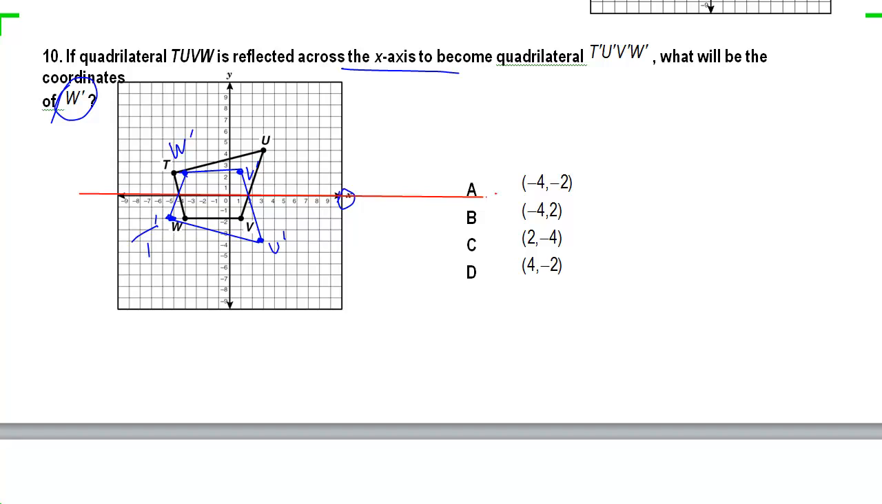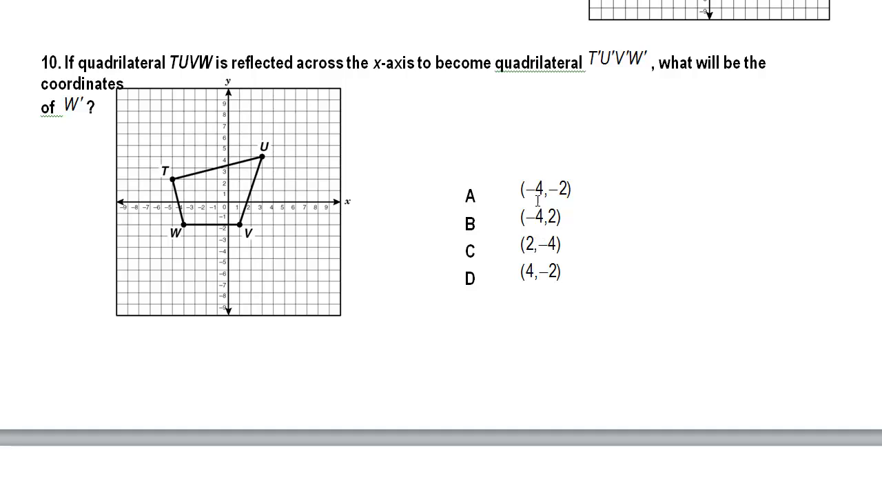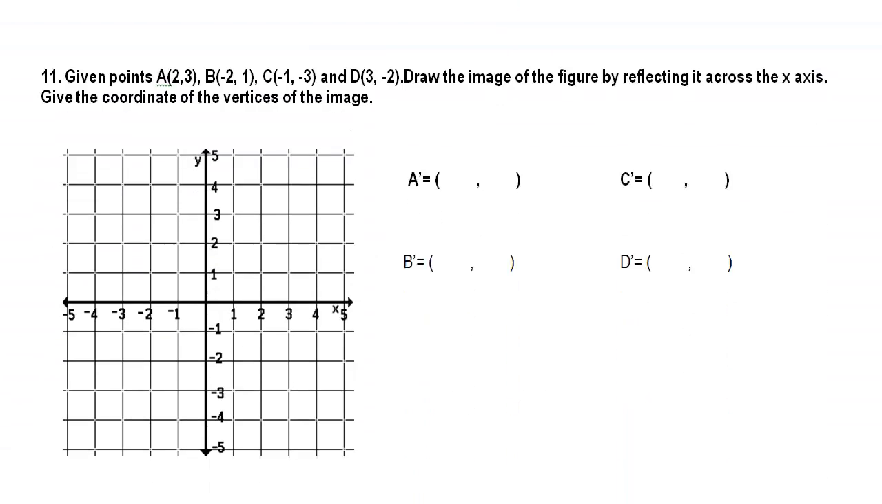Now what they asked me is where is W prime, and I see W prime, it looks like it's -4, +2. So B is the correct solution. Easy one to make a mistake because they're all very similar, just either a flipping of the x and y coordinates or a change in sign, so be very careful when you're reading your coordinates.